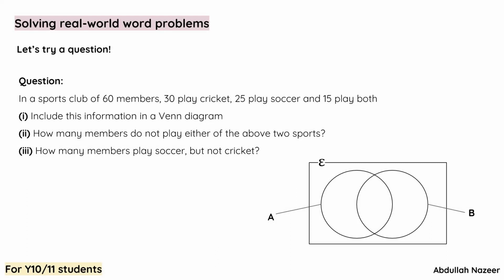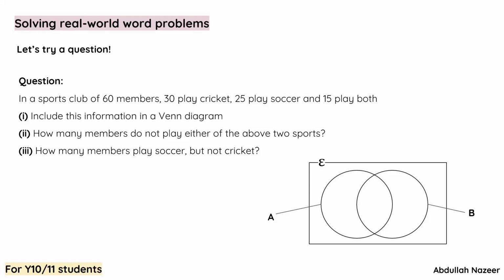In this video, we'll be looking into a couple of worded problems and solve them using what we've learned on sets and Venn diagrams. So let's go to the first question. In a sports club of 60 members, 30 play cricket, 25 play soccer, and 15 play both. Include this information in a Venn diagram.